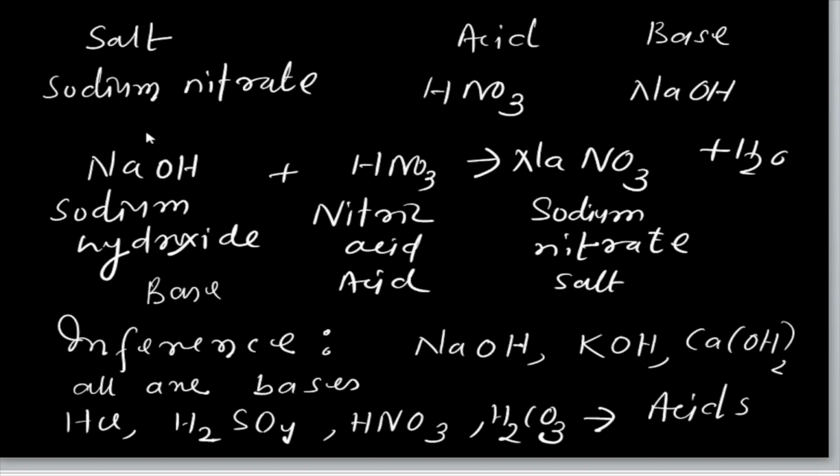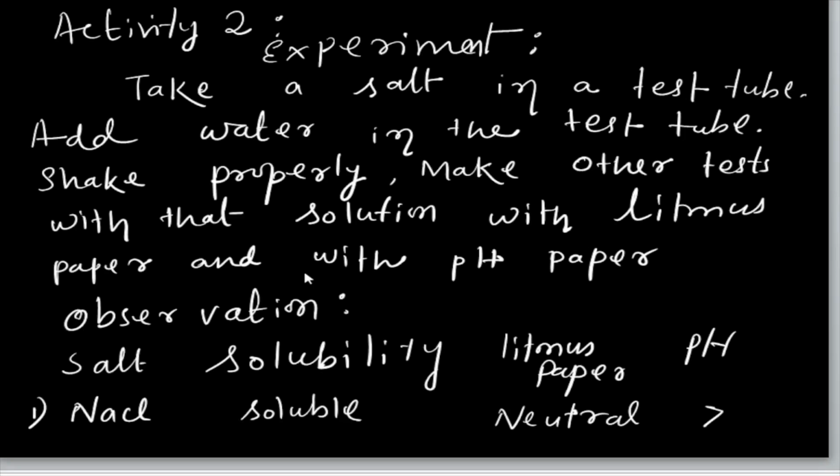Then sodium nitrate, if it is the salt, you think yourself which one is from acid, which one is from base. This is from base, and this is from acid. Think yourself: nitrate, HNO3 is the acid, and sodium hydroxide is the base. Then sodium hydroxide and HNO3 give sodium nitrate. So sodium nitrate is salt, and this is acid, this is base. So what is the inference? Inference is sodium hydroxide and potassium hydroxide are bases, and hydrochloric acid, sulfuric acid, nitric acid are acids. Now come to activity 2.